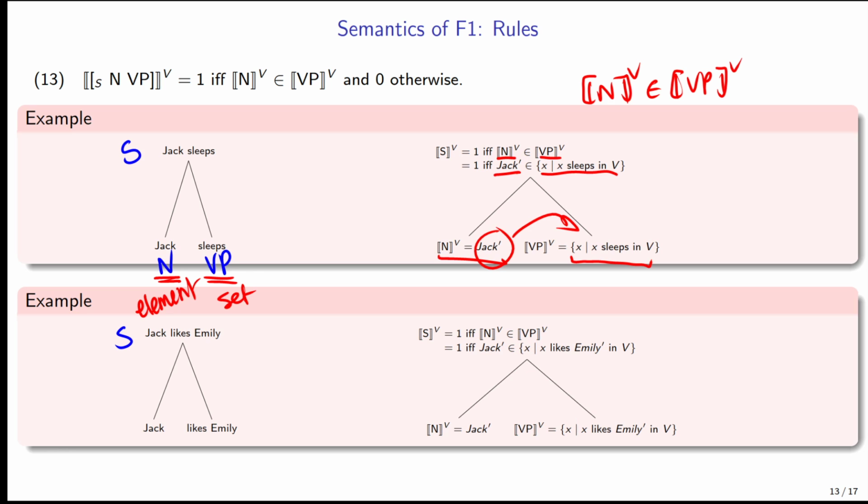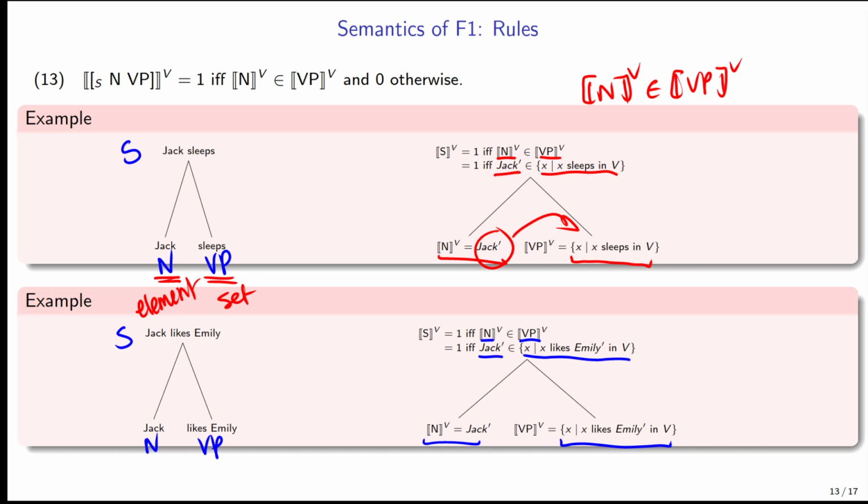Jack likes Emily. Jack is our subject noun, likes Emily is our verb phrase. So if we take a look at the meanings here, well, Jack is going to be Jack prime still. Our verb phrase, well, what is the meaning of likes Emily? We're looking for the set of x such that x likes Emily in V. So if our sentence is true, Jack likes Emily, then Jack is going to be a member of that verb phrase. Jack prime will be an element of the set of X such that X likes Emily prime in V. If that condition holds, the sentence is true. If Jack is not a member of the set of people, X, who like Emily, then the sentence is false.